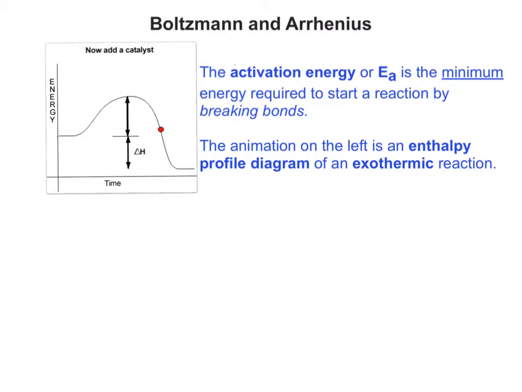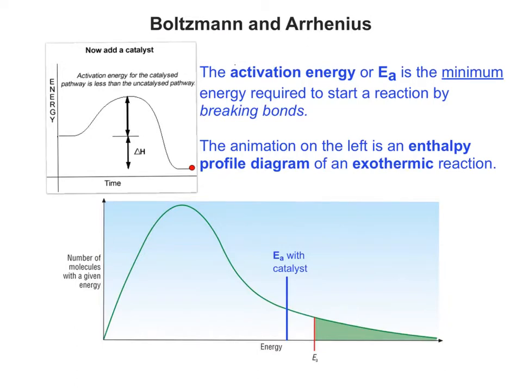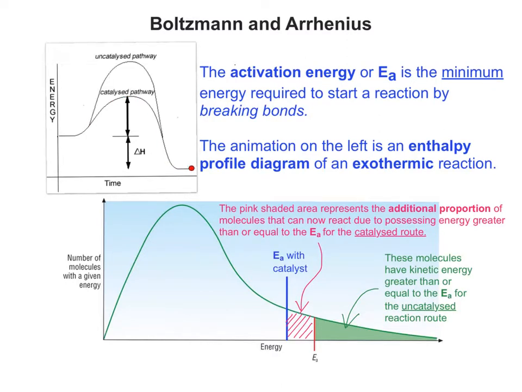This relationship can also be represented via the Boltzmann distribution. So the Boltzmann diagram at the bottom of the page shows the relationship between the normal activation energy for an uncatalyzed reaction and the activation energy when a catalyst is present. The green shaded area represents the molecules that have energy at or above activation energy for the uncatalyzed reaction. So the pink shaded area now represents the additional proportion of molecules that can react now due to possessing energy greater than or equal to the activation energy for the catalyzed route.